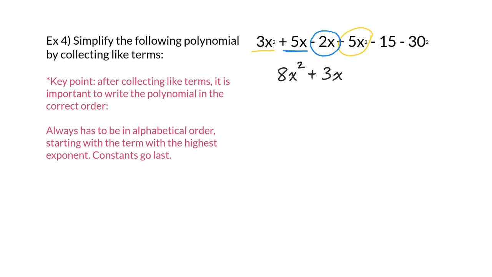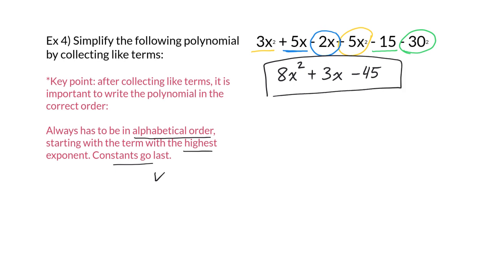And then I'm looking for a term that is just a constant. And there it is. Putting those together gives me negative 45. Before I circle this as my final answer, I check that it's in alphabetical order. In this case, we just have one letter, so it's fine. The highest exponent is first, and the constant is last, so I'm good to go. That is my final answer.